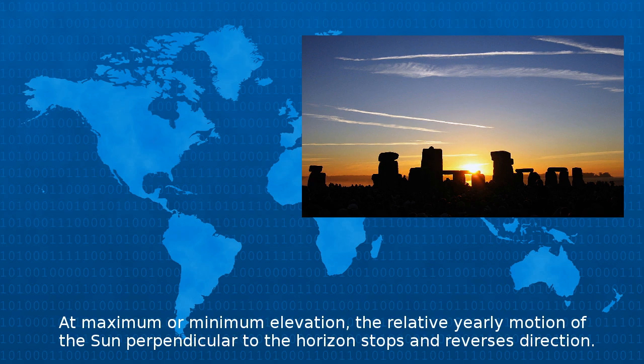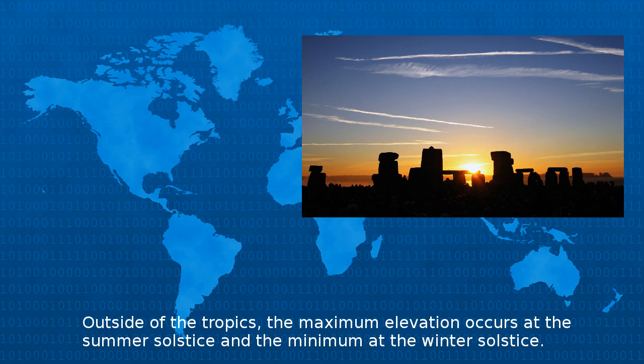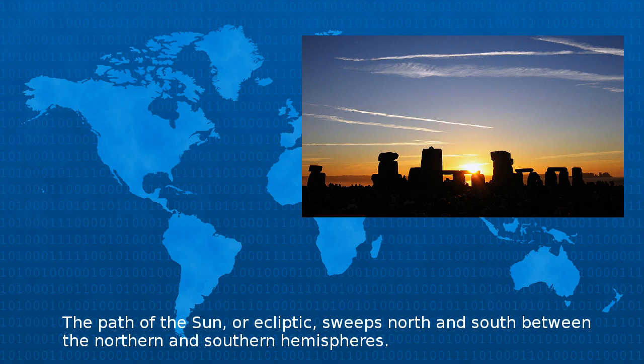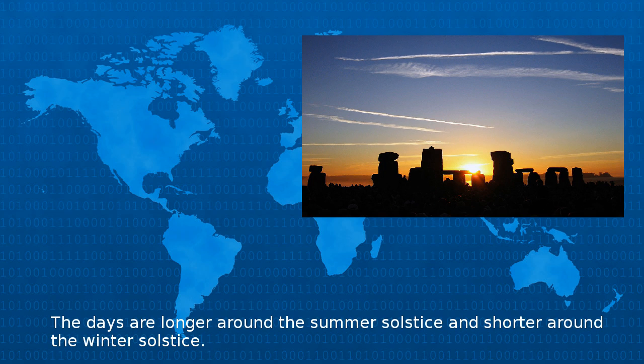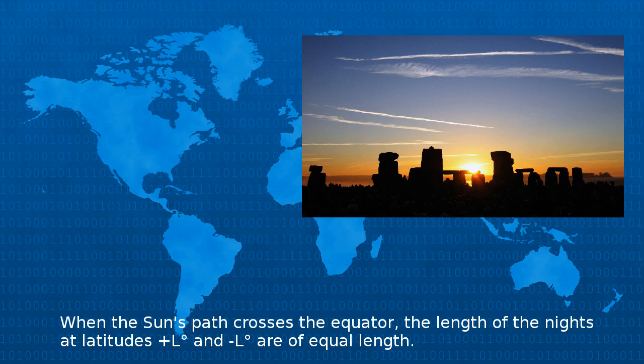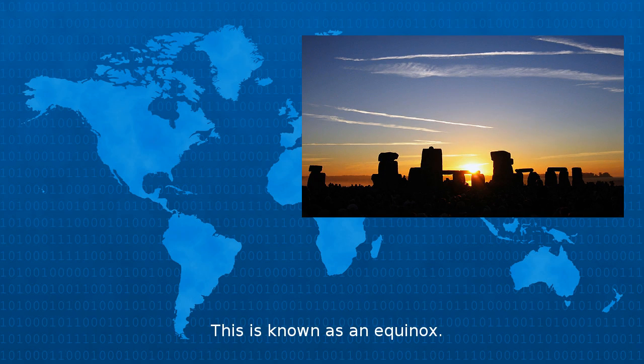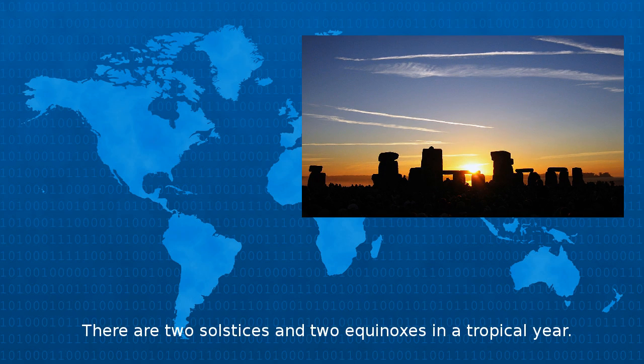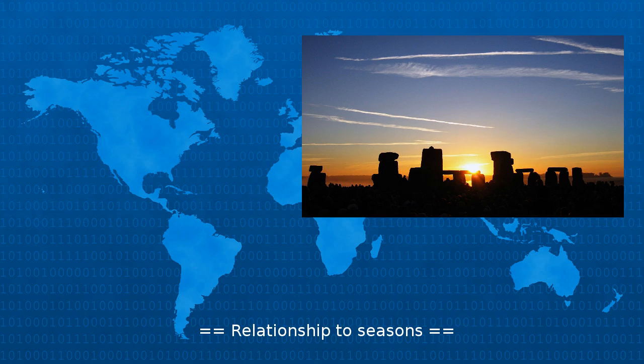At maximum or minimum elevation, the relative yearly motion of the sun perpendicular to the horizon stops and reverses direction. Outside of the tropics, the maximum elevation occurs at the summer solstice and the minimum at the winter solstice. The path of the sun, or ecliptic, sweeps north and south between the northern and southern hemispheres. The days are longer around the summer solstice and shorter around the winter solstice. When the sun's path crosses the equator, the length of the nights at latitudes plus L degrees and minus L degrees are of equal length. This is known as an equinox. There are two solstices and two equinoxes in a tropical year.